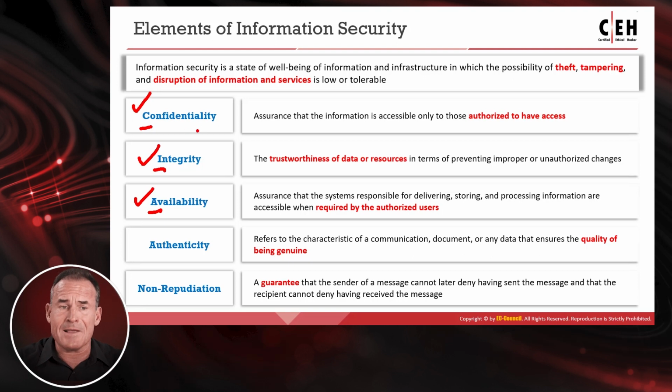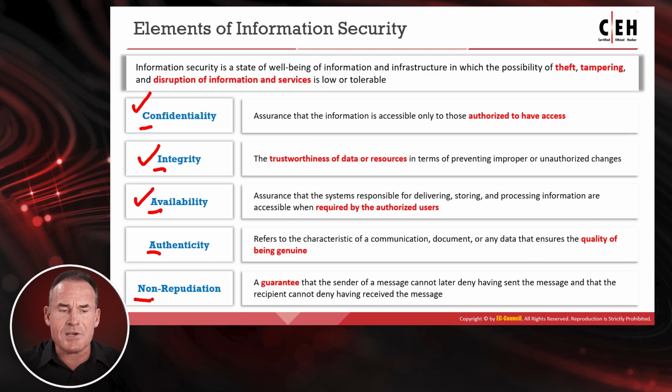Confidentiality is protecting against unauthorized disclosure, keeping secret. Integrity is to protect against improper modification of data at rest, in transit, or in use. And availability is making sure that resources are available when and where they're needed by authorized users.